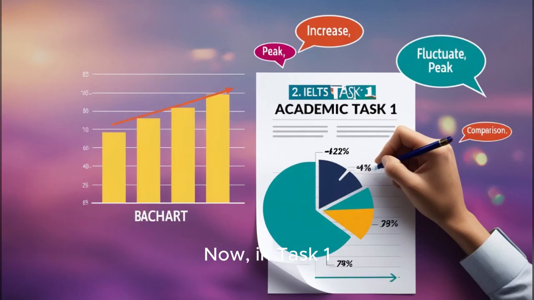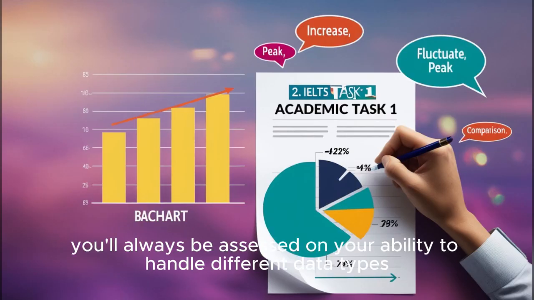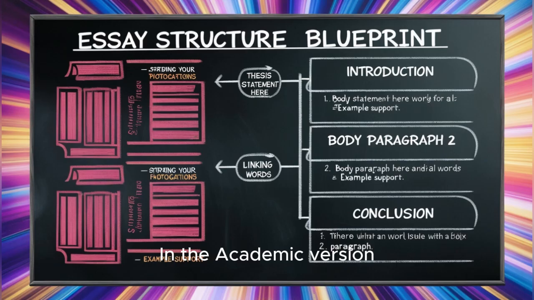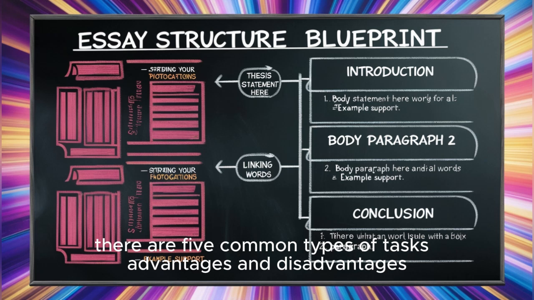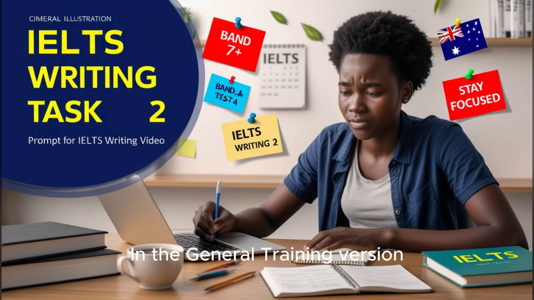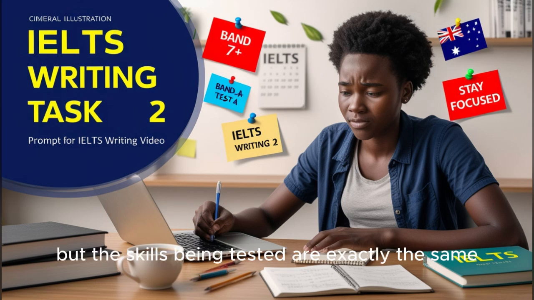Now, in Task 1, you'll always be assessed on your ability to handle different data types. But in Task 2, you will be assessed on your ability to write an essay in response to a particular type of task. In the academic version, there are 5 common types of tasks: advantages and disadvantages, positive and negative, opinion, problem, and solutions. In the general training version, you might receive a different set of tasks, but the skills being tested are exactly the same.